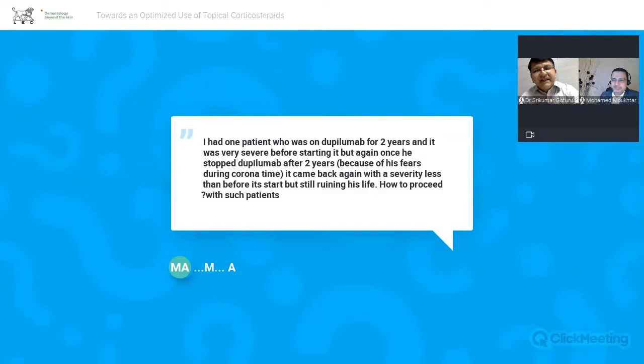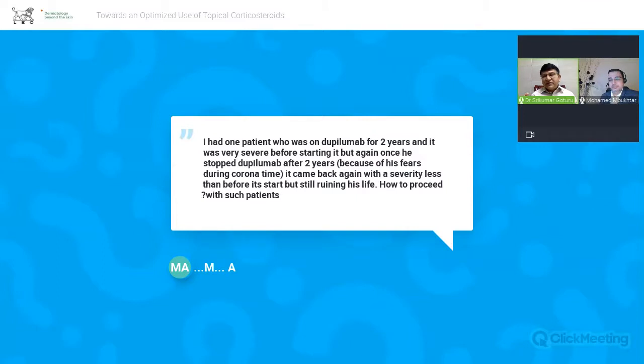Okay. See, the thing is simple. When we start a biologic, especially dupilumab, when we counsel a patient, we tell them that atopic dermatitis is a lifelong condition. You are genetically prone to it, and you have been blessed with it. And it is very important to keep it suppressed as long as possible, which means if you choose a medication like dupilumab, in fact, there's no endpoint. You are supposed to use it lifelong. Of course, this is theory.